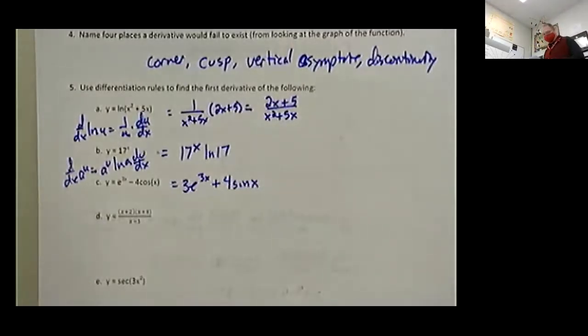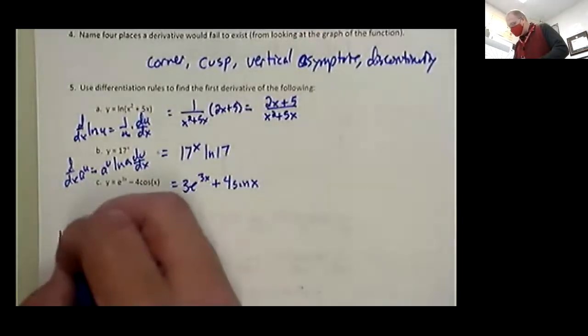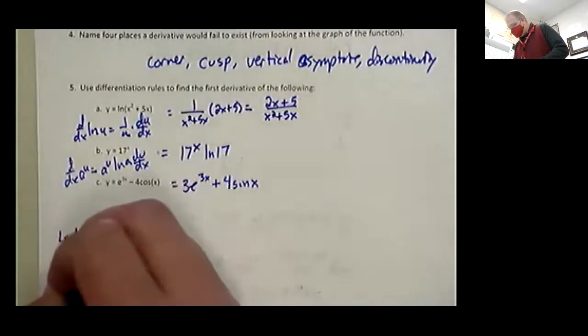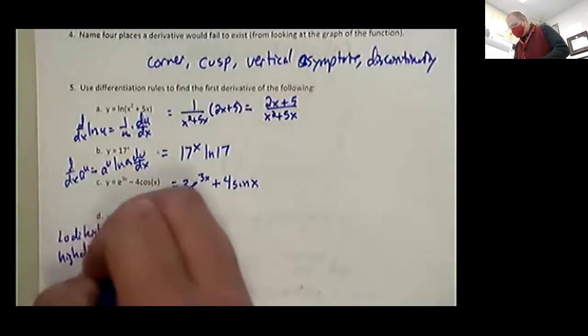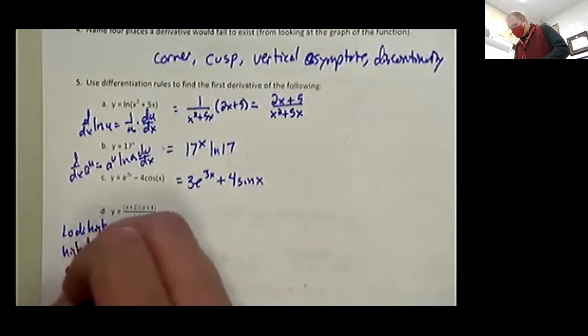Letter D. On this one, you do have to use the quotient rule. What is the quotient rule? High below, all over the square of what's below. Alrighty, so what is the low? The low is the x minus 1. So we have x minus 1 times the derivative of the high.